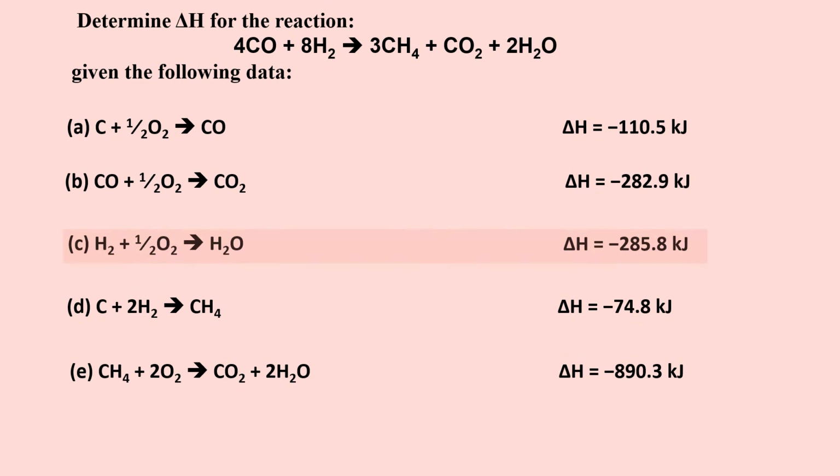C. 1 mole of H2 reacts with 1/2 mole of O2 to produce 1 mole of water, with a delta H value equal to negative 285.8 kilojoules.